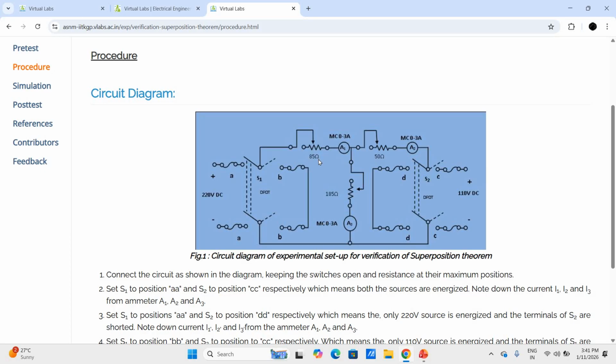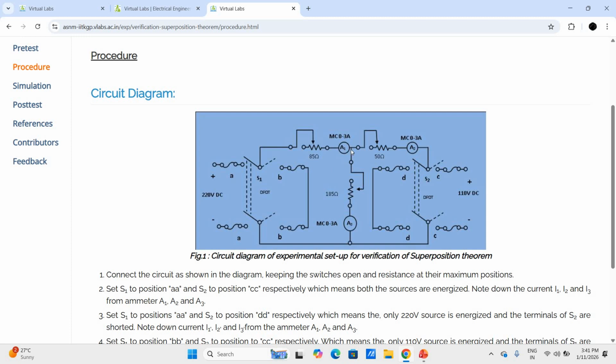There is one resistance of 85 ohm, a second one of 50 ohm, and a third one of 185 ohm connected. And for measurement of current through each resistance, separate meters like A1, A2 and A3 ammeters are connected. Okay, now what is the procedure?